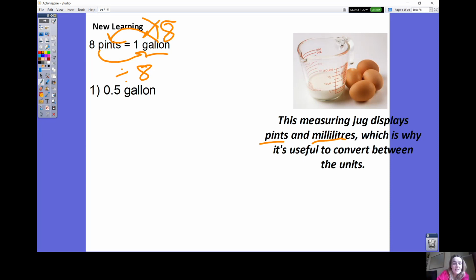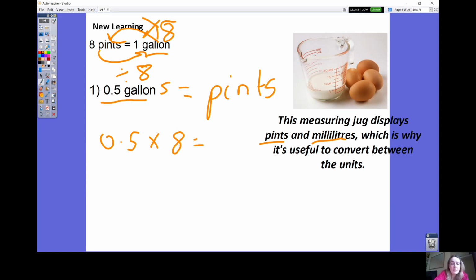So let's apply this example here. Say you have 0.5 gallons, let's see what that is in pints. Let's check this conversion factor which I wrote at the top. How do you go from gallons to pints? To go from gallons to pints, you have to multiply by 8, sorry. So you do 0.5 multiplied by 8 to go from gallons up to pints.